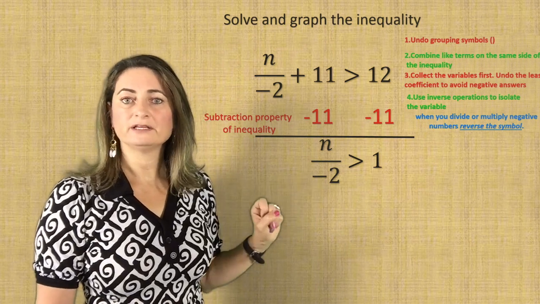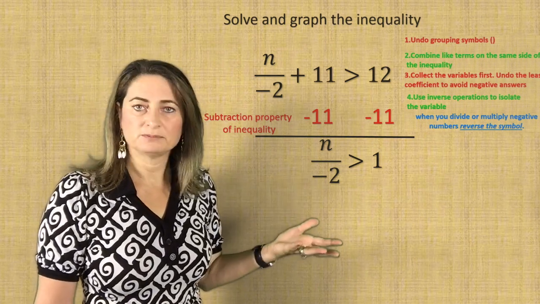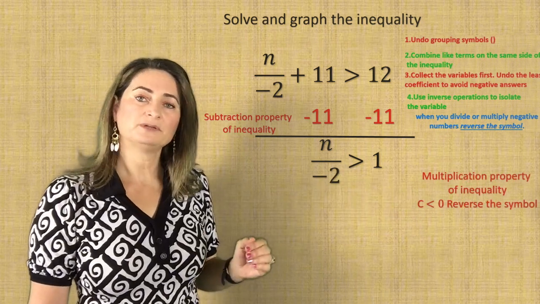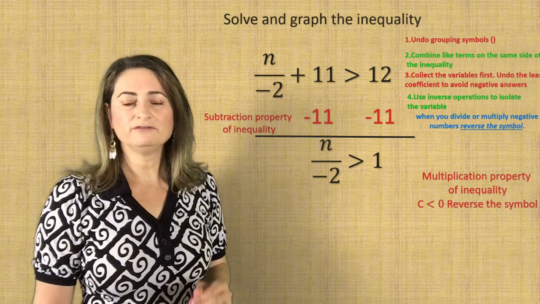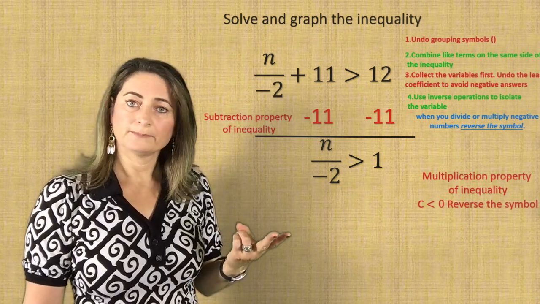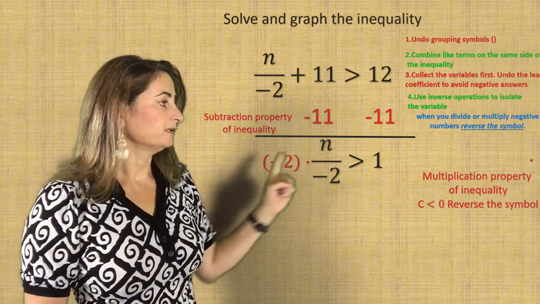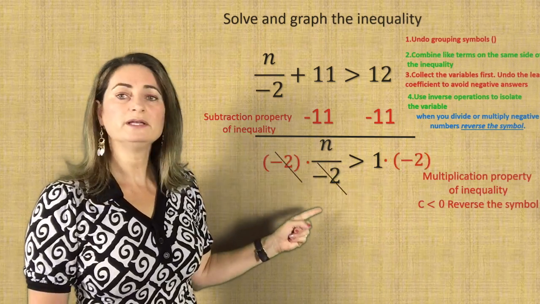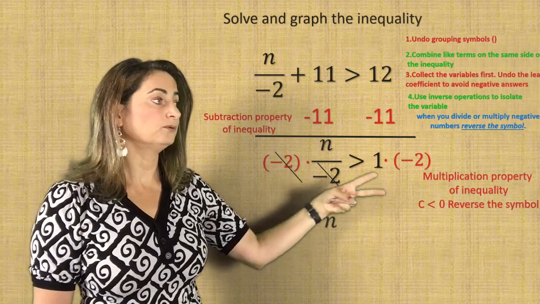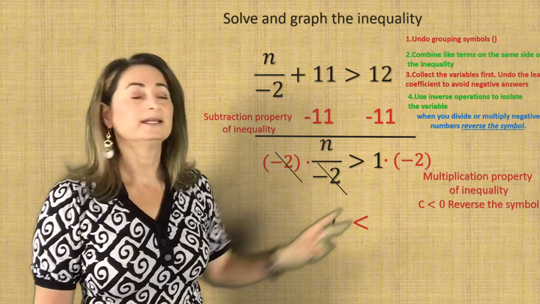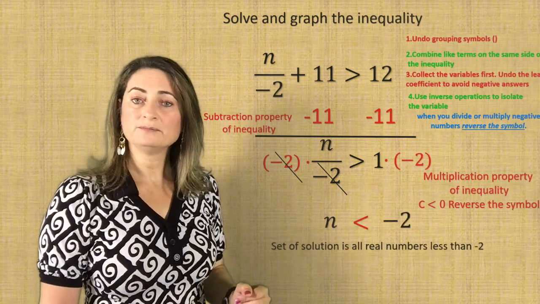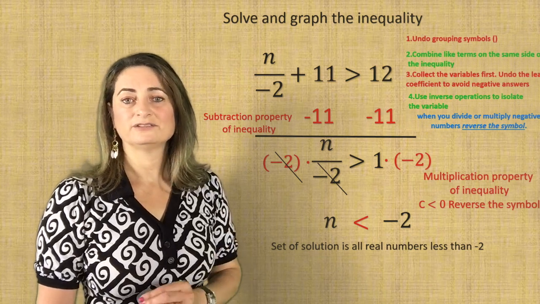Since you divided by negative 2, the inverse operation will be multiplication. And the multiplication property of inequality states if you multiply an inequality with a negative number, when c less than 0, then you need to reverse the symbol of inequality. So now multiply both sides by negative 2. Negative 2 divided by negative 2 is 1. You left with n, but now instead of more than, you're going to reverse the sign to less than negative 2. So set of solution is all real numbers less than negative 2.